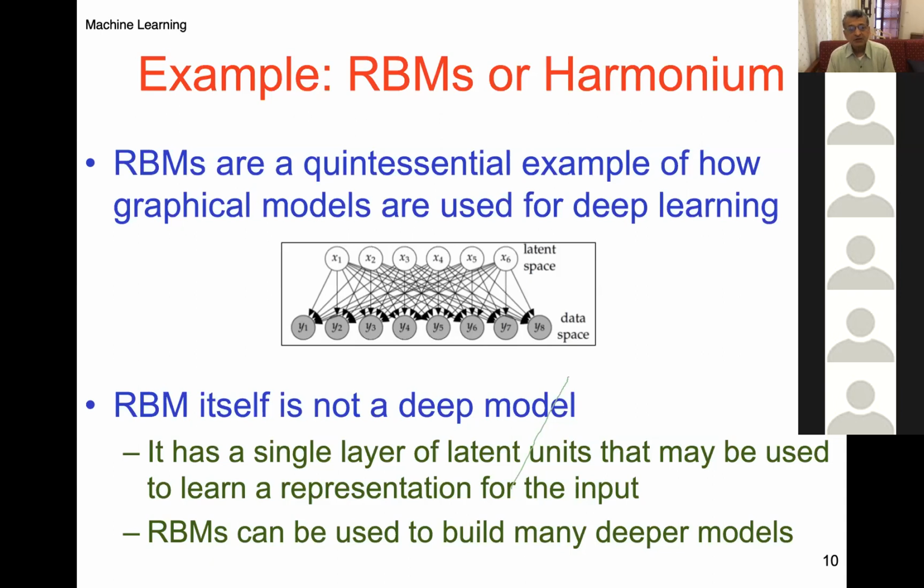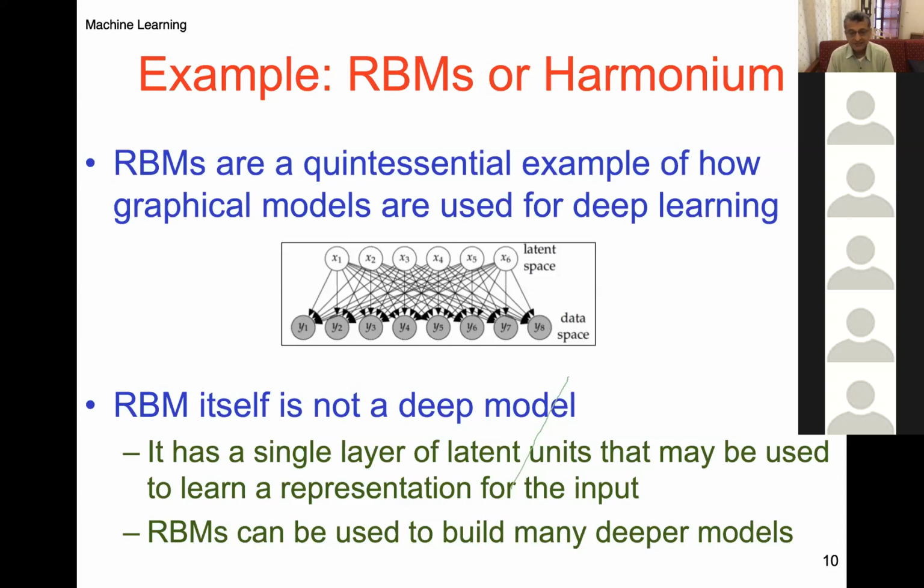All right. So RBMs are a quintessential example of how graphical models are used for deep learning. RBM itself is not a deep model. All we are showing is one layer of observed variables and one layer of hidden variables. There is no output here. What it is doing is learning a distribution of the data, using the latent space as the way to capture interactions between variables, rather than having any kind of direct connectivity between these variables.